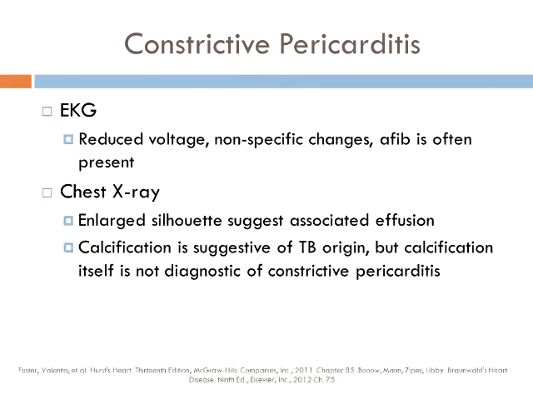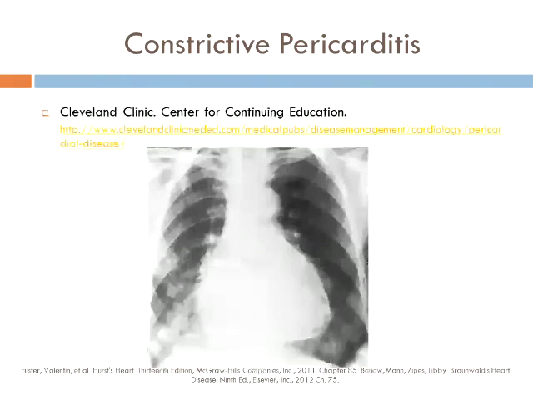EKG, reduced voltage, AFib is also present in these patients due to increased fluid overload and pressure. X-ray, enlarged silhouette. A lot of times you'll see calcification. There's an X-ray here, and you can see right along here some calcification.